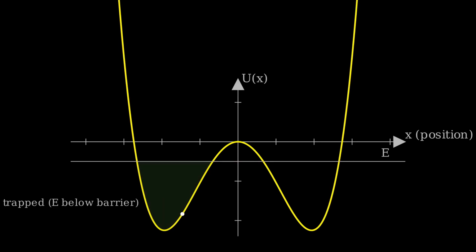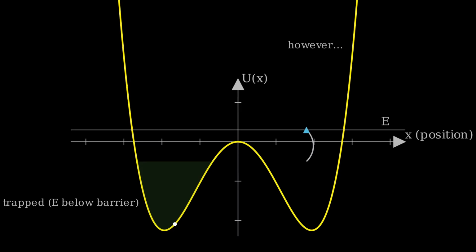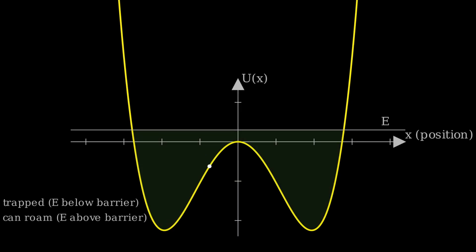Now, for an edge case, double well. If E lies below the central barrier, motion is trapped in one well. However, if E rises above the barrier, the particle can move between wells and explore both regions.